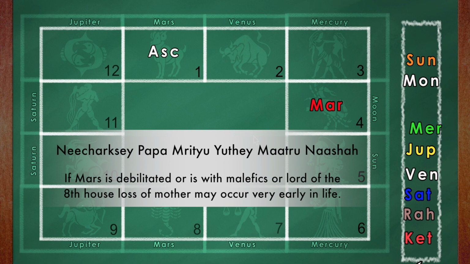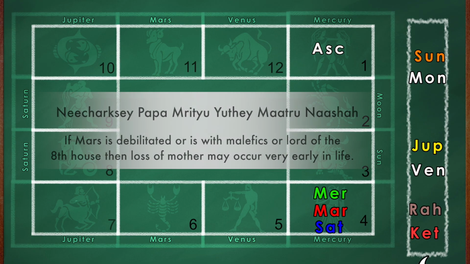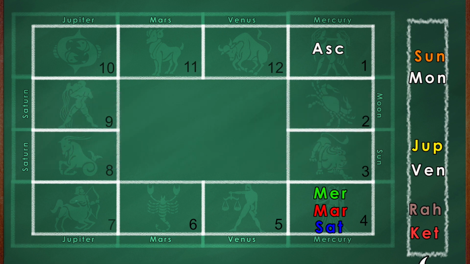On the other hand, Nichakshe, so if Mars is in a sign of debilitation, Cancer, and Papa, Mrityute, if Mars is conjunct Malefics or is associated with the Lord of the 8th house, Matrunashaha, the native will suffer from the loss of his mother early in his life.